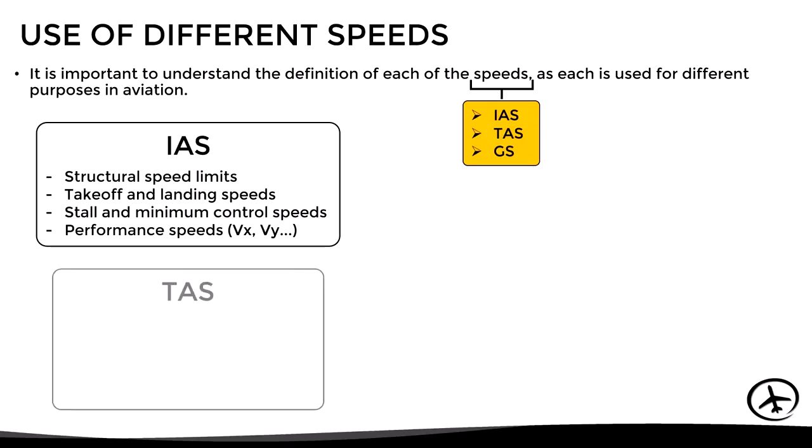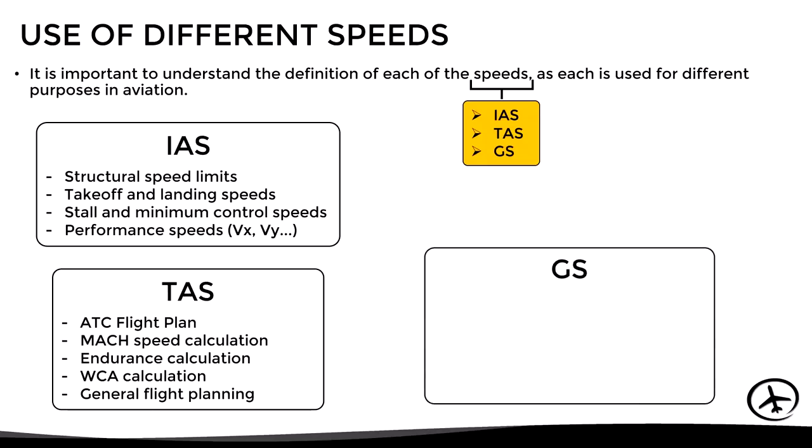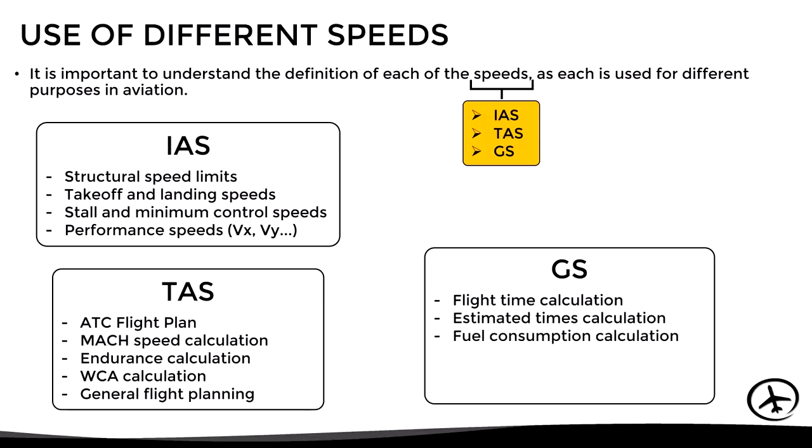On the other hand, the true airspeed is the actual speed of the aircraft in relation to the air, and therefore, it is used in the ATC flight plan, the calculation of the Mach speed, endurance calculations, wind correction angle determination, and general flight planning aspects. Finally, the ground speed is the actual speed of the aircraft in relation to the ground, and therefore it is used for calculating flight time, fuel consumption, climb and descent parameters, and some other general flight planning data.